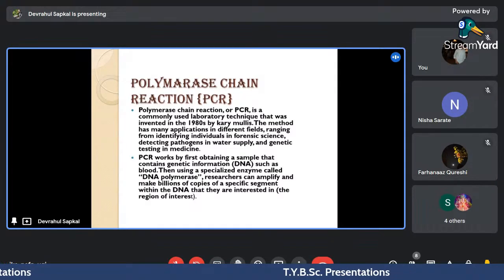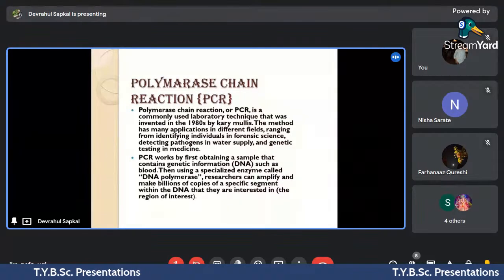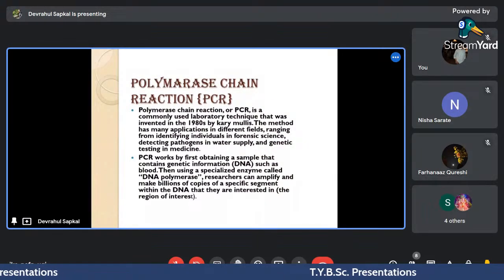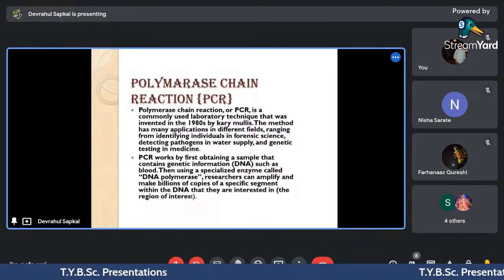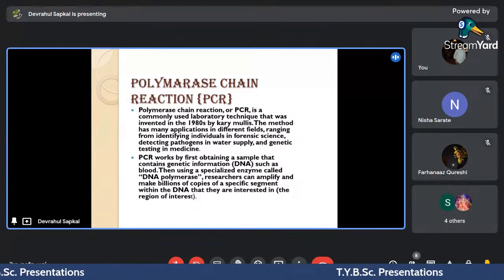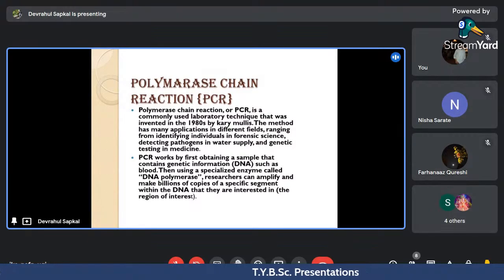So I would like to start with PCR. Though my friend Farhanas has explained it very well, still I would like to brush up a little. PCR is nothing but polymerase chain reaction. Polymerase chain reaction, or PCR, is a commonly used laboratory technique that was invented in the 1980s by Kary Mullis.